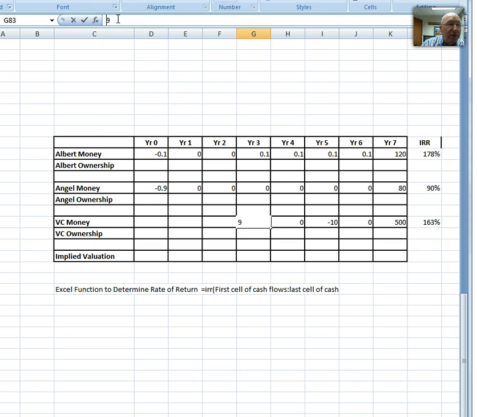Common errors: the most common error made in the IRR calculation is to forget to put the minus sign for when people are investing in the company, and you'll see that's the error statement that you'll get. As soon as I put that minus sign back in, life is good.